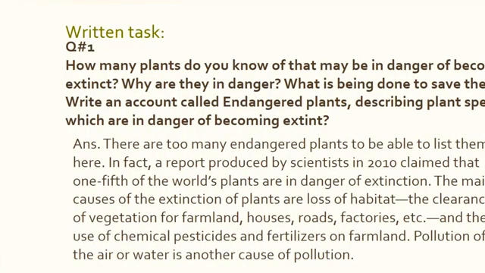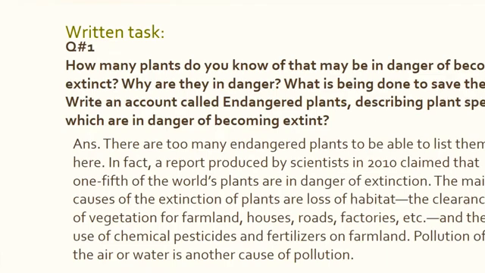Now the written task is question number 1. How many plants do you know that may be in danger of becoming extinct? We have studied that a plant becomes extinct when it does not reproduce for a long time, then their type finishes. Why are they in danger? What is being done to save them? Write an account called Endangered Plants, describing plant species which are in danger of becoming extinct.